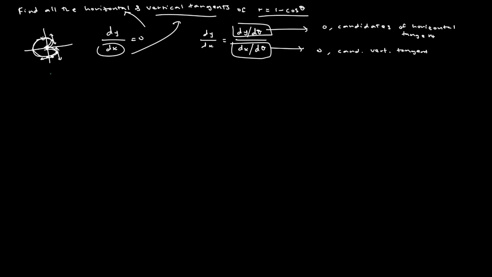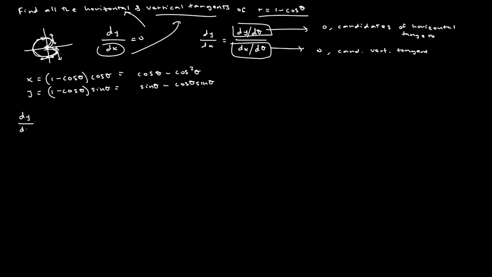And so we have to find those out before we can actually find the horizontal and vertical tangents. So finding the equations for x and y, we know x is equal to 1 minus cosine theta times cosine theta. And we can rewrite this as cosine theta minus cosine squared theta. Similarly, y is equal to 1 minus cosine theta times sine theta, and this is just a property of polar functions. And we can rewrite this as sine theta minus cosine theta sine theta. So let's start with finding our candidates for horizontal tangents.